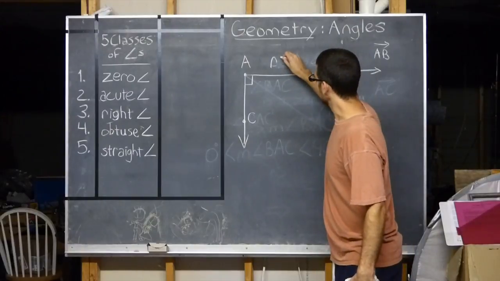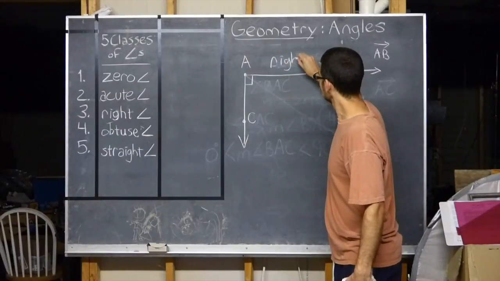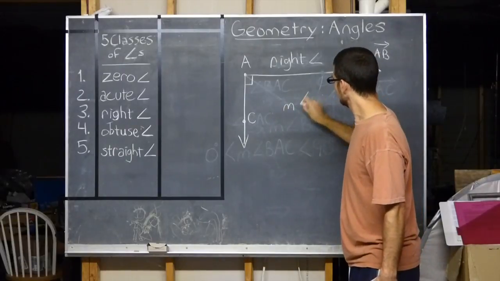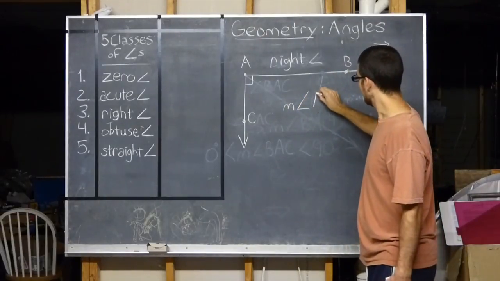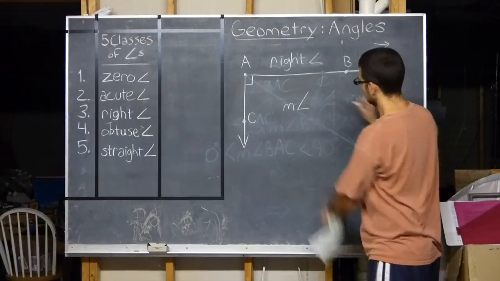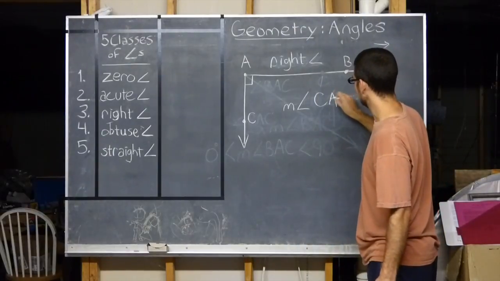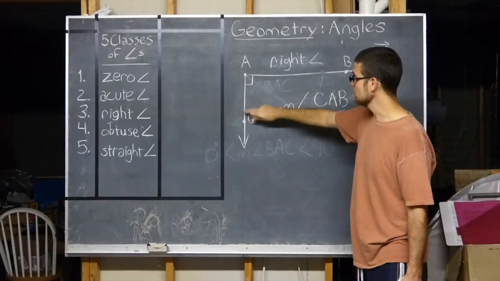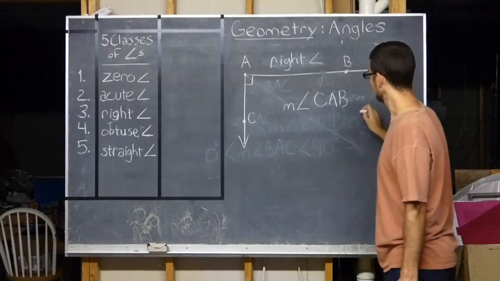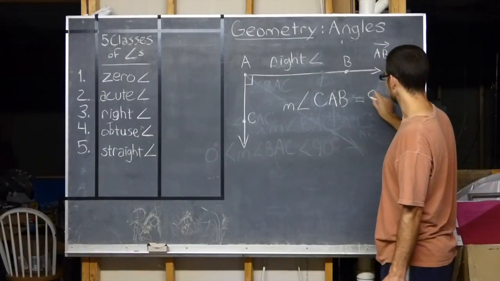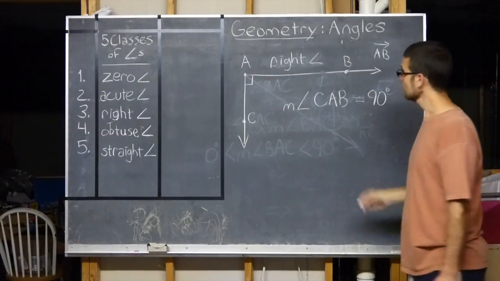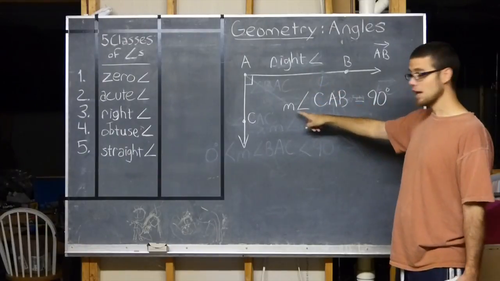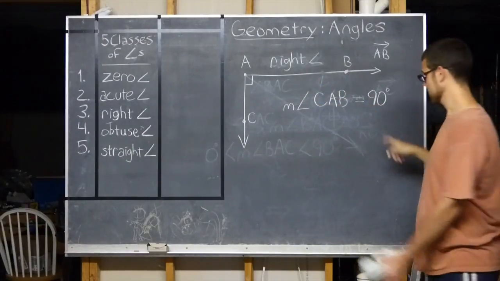So, a right angle CAB, vertex in the middle, angle CAB equals 90 degrees. A right angle implies that the measurement of that angle is 90 degrees.